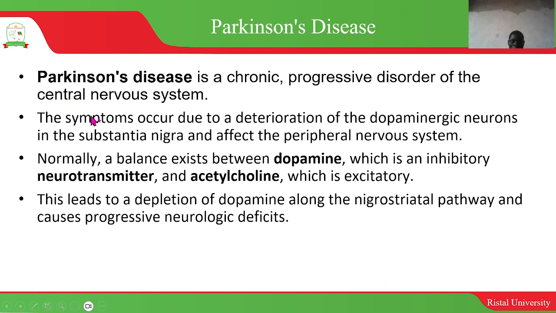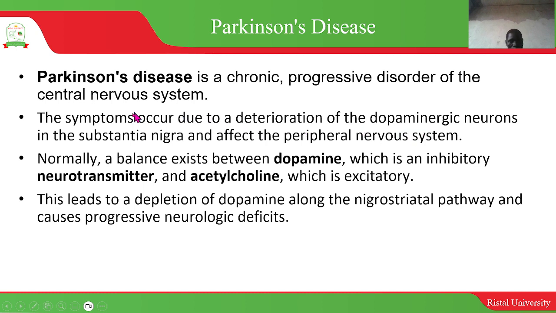So the substantia nigra is a part of the brain. Substantia means substance, and nigra means black. So this is an area of the brain that is stained with a dark color, and it's given the name substantia nigra. And this area is normally responsible for the production of dopamine. And we are going to see the effects of dopamine on the skeletal muscle.